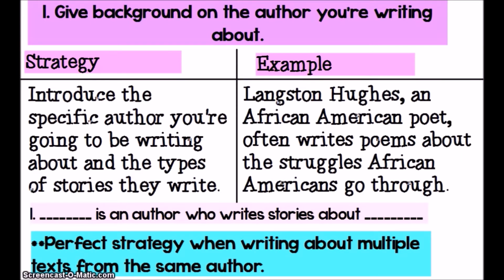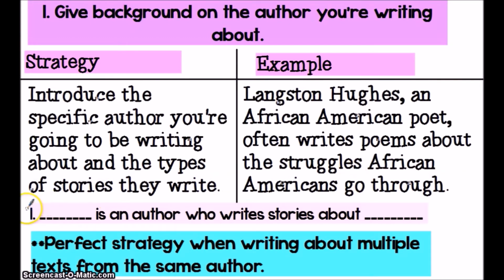The first one is you can write a sentence where you give background on the author you are writing about. What you're basically doing is mentioning the author's name and a fact about them as a writer. So the types of stories they write would usually be a good connecting sentence. Langston Hughes, an African-American poet, often writes poems about the struggles African Americans go through. And so if I'm writing about one of his specific poems that is about an African American experience and a struggle, this would be a slow introduction to that specific text.